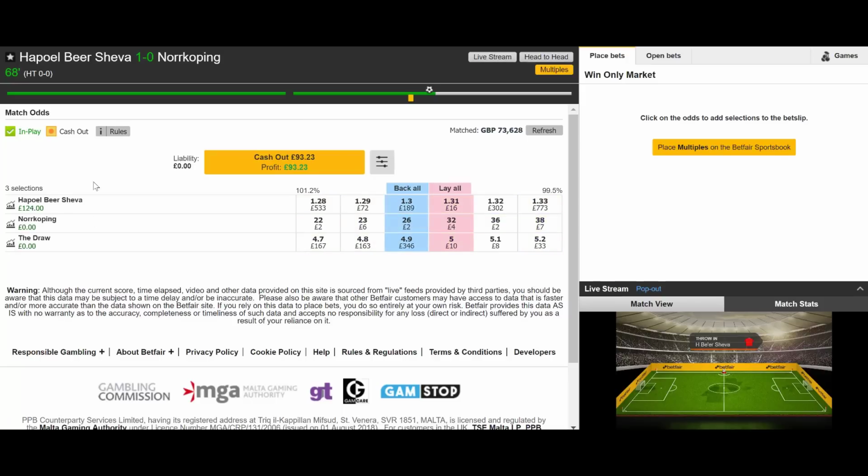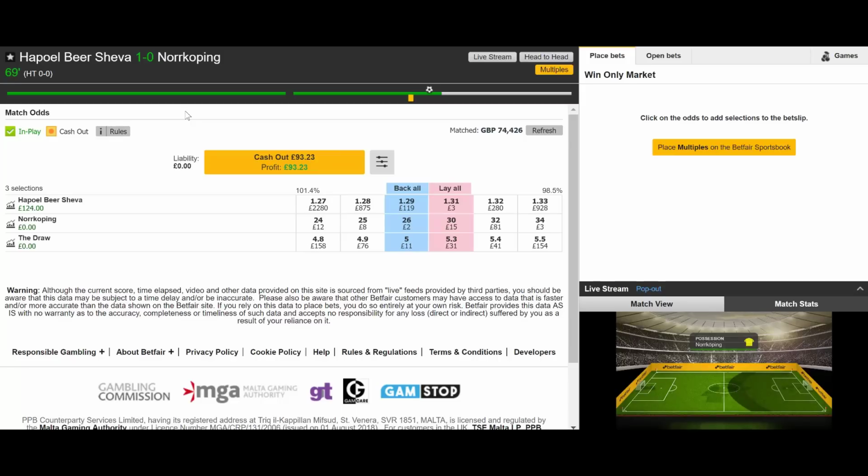So here we are. You can see the big difference in the profit potential now. I mean, we could lock in that £93, or we could let it run with £124 on the home team. And the times you want to do this is when the home team's been really dominant and you don't really see the away team equalising or anything like that.